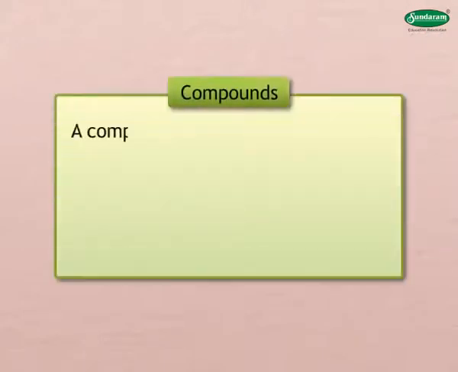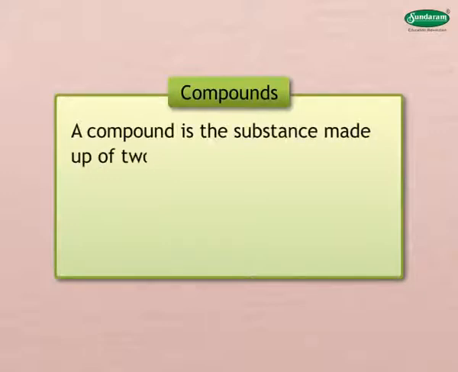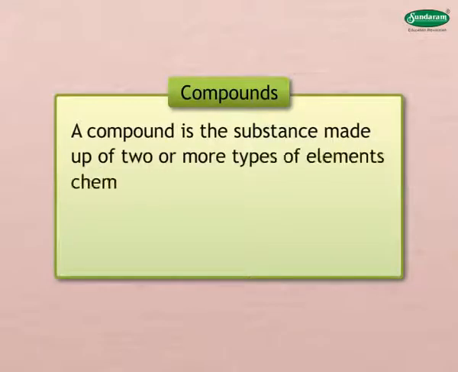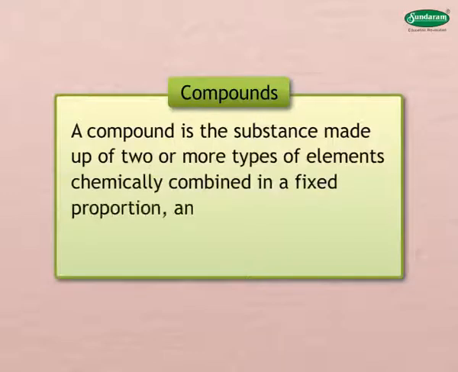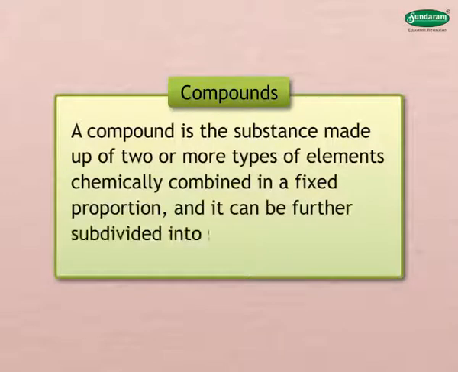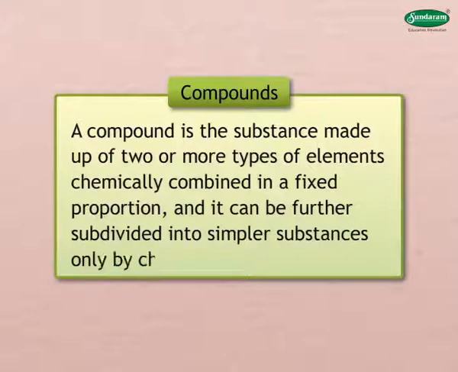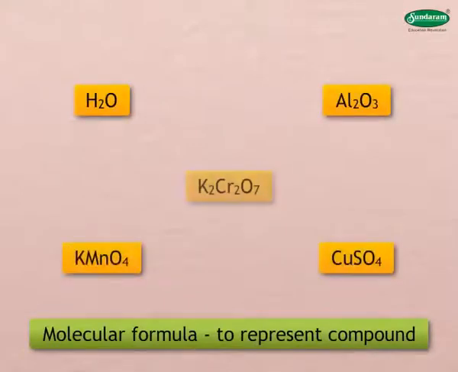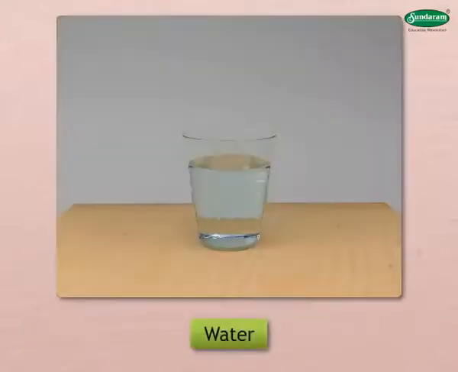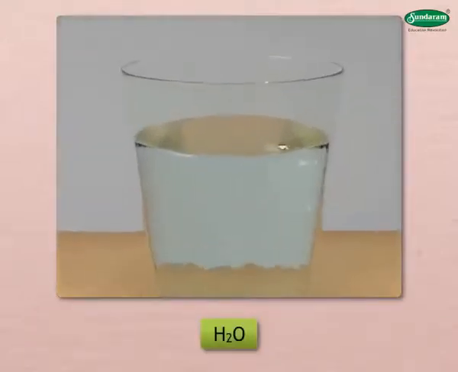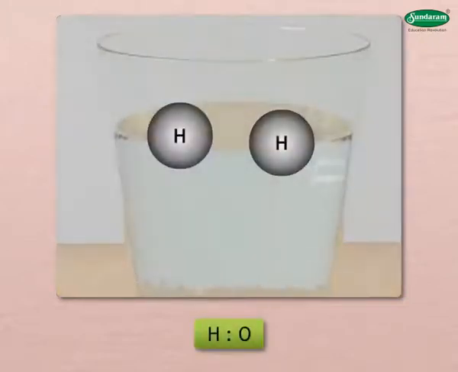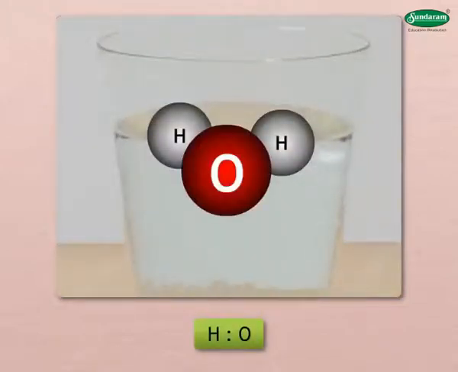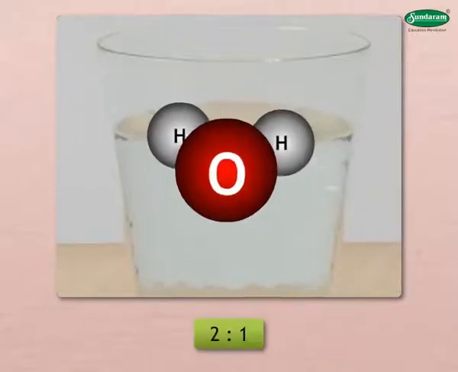Compounds. A compound is a substance made up of two or more types of elements chemically combined in a fixed proportion, and it can be further subdivided into simpler substances only by chemical means. A compound can also be represented by a molecular formula. An example of a compound is water. It is a compound that contains the elements hydrogen and oxygen whose atoms are combined in the ratio 2:1.